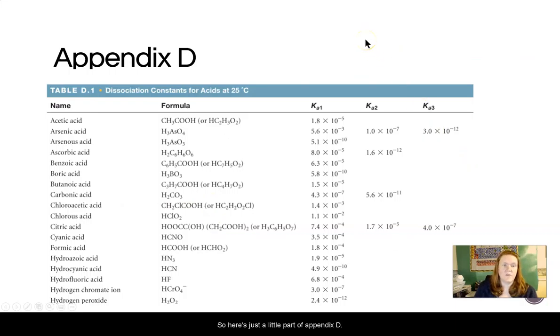So here's just a little part of Appendix D. Acetic acid is right at the top. That's the Ka value. You'll notice that some acids have more than one Ka. That's because they have more than one acidic proton. In my copy of my book, I have written out each equilibrium in my margins. So it's going to be like 1 H produced plus H2AsO4 minus. That's going to lose another hydrogen, right? And so you can keep going.